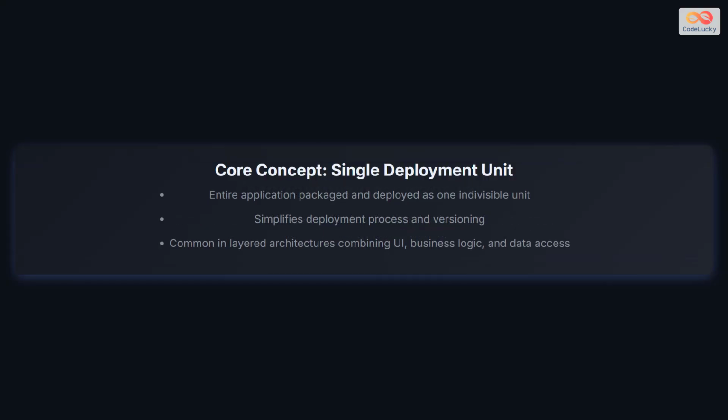In a monolithic architecture, the entire application is packaged and deployed as one indivisible unit. This means all components of the software are bundled together and released in one deployment package. This simplifies version control and deployment processes, as the application is treated as a single entity, especially common in systems using layered architecture that separate presentation, business logic, and data layers.